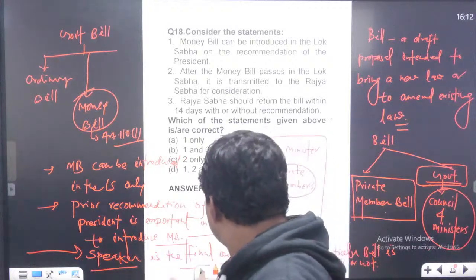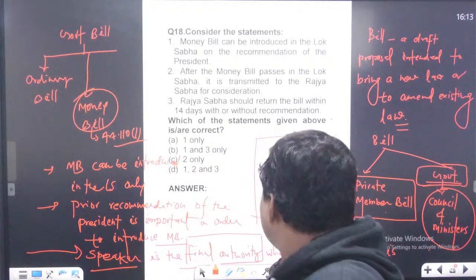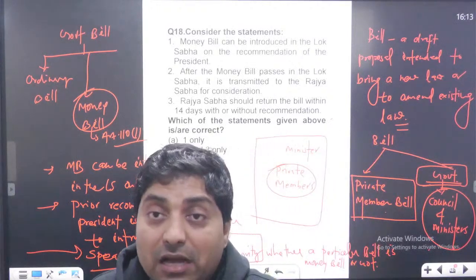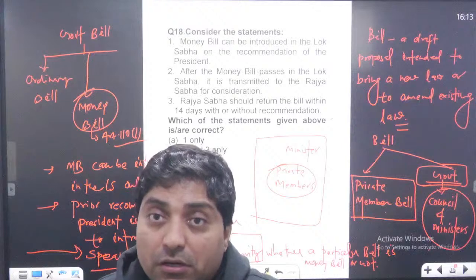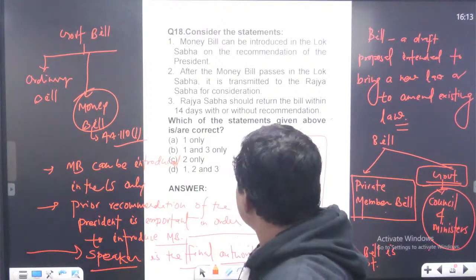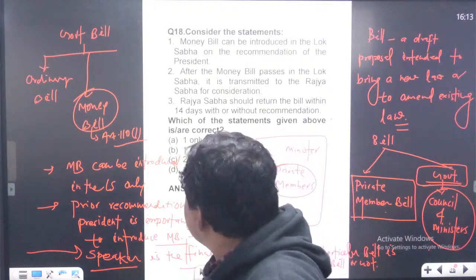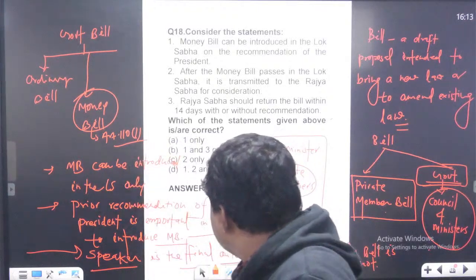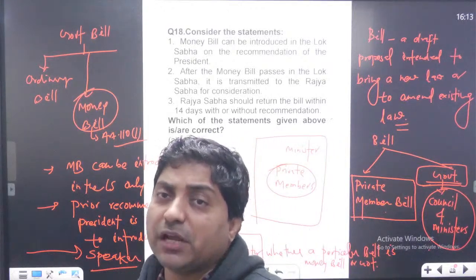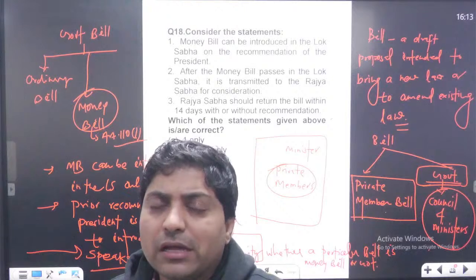Look at it. So, Speaker is the final authority whether a particular bill is a money bill, but his decision is under review of the court. Court can review it. Right? Now, next thing that you should remember is that Rajya Sabha has likely no power regarding money bill.